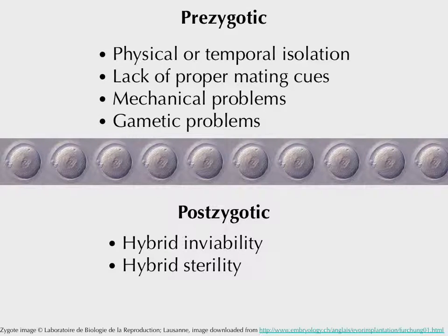So here's a bit of a canonical list of things. As we said, physical or temporal isolation, because they've got a barrier. Lack of proper mating cues, which we'll discuss later. Mechanical problems, gametic problems, and post-zygotic hybrid inviability, so the misformed hybrid, or hybrid sterility.